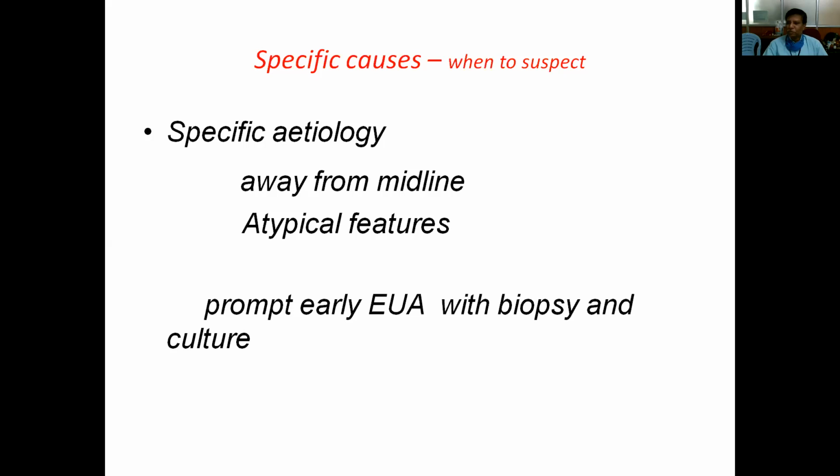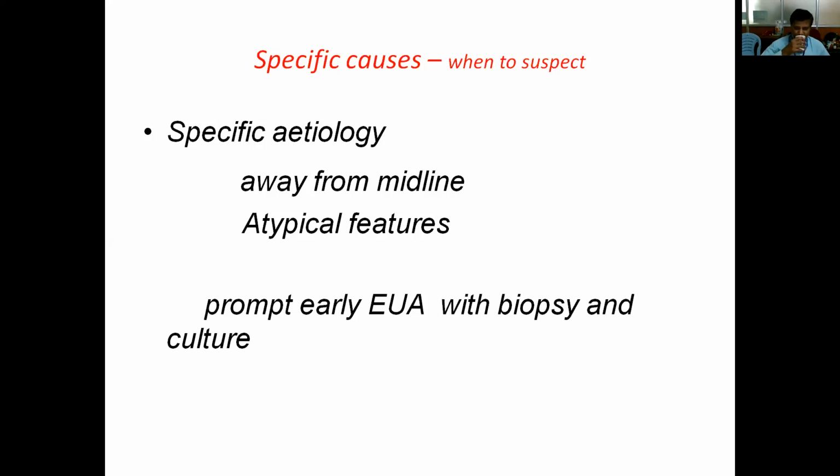No induration, undermined edges, or more induration beyond the ulcer. Such atypical features are there. You must always examine the fissure completely. If the person is not allowing, you examine him under anesthesia. Then you examine properly, take a biopsy from the edge of the ulcer, and send the discharge for culture and sensitivity. So in atypical locations, with atypical features, never neglect it. Even if you need the help of the anesthetist to examine it completely, take a biopsy and culture.